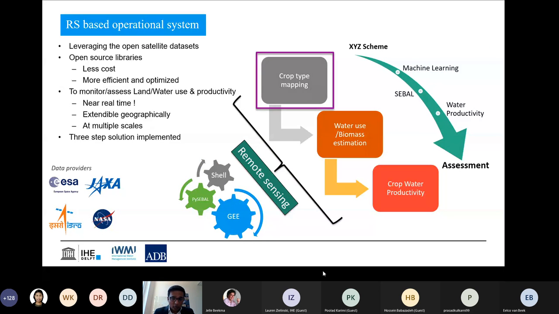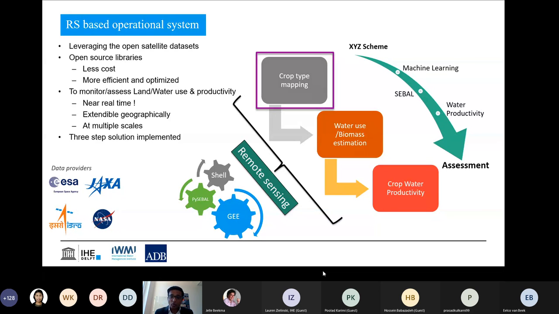With these projects and many other projects which we work on, what we are trying to develop now is how to leverage these open satellite data sets to develop remote sensing based operational systems to get a snapshot of how a particular irrigation scheme or a basin is performing in terms of water use and production. As you can see, in this particular operational system, we have mainly three components. One is crop type mapping. The second one is water use and biomass estimation. And the third one is to compute crop-based water productivity using different techniques like machine learning and SEBAL, and a post assessment where we do diagnosis.